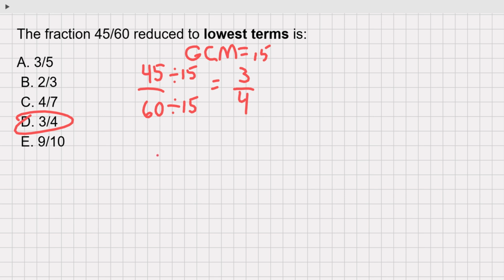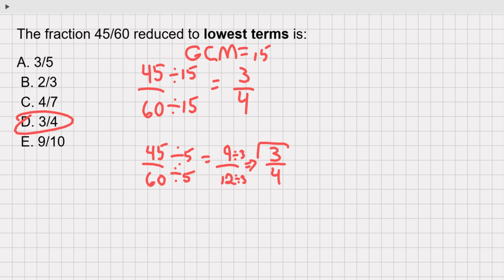Now the other way is a little bit longer, but it's not a big deal in the grand scheme of things. I can divide both of these by 5. And what's 45 divided by 5? 9. And 60 divided by 5 will give me 12. And then I can divide both of these by 3. And what will that give me? 3 over 4. It's just one more step. But if the only common factor you can think of is 5, you're going to get there. It's going to be fine. But you can do this fairly easily.